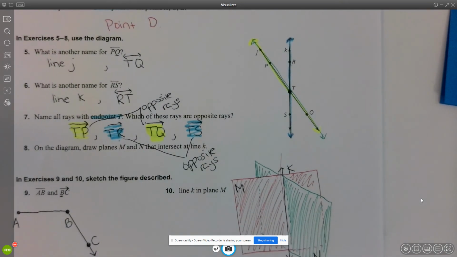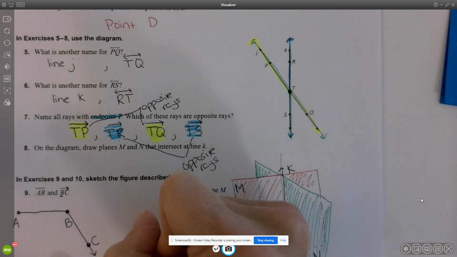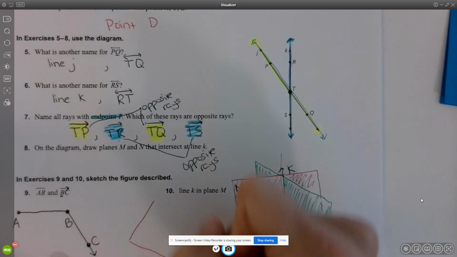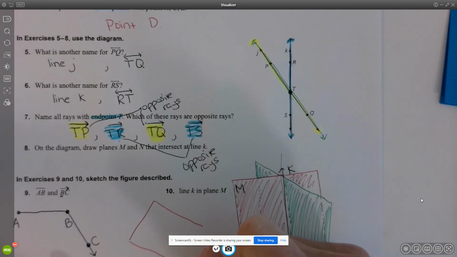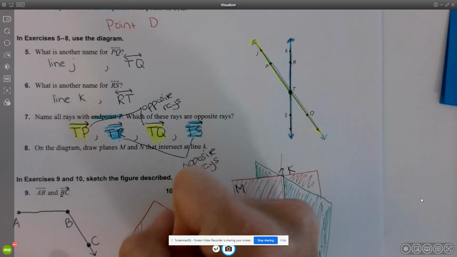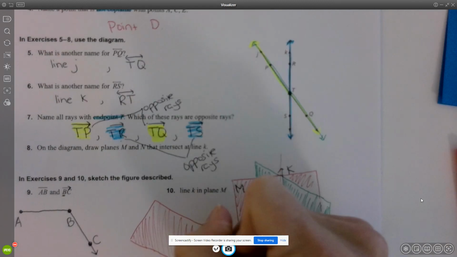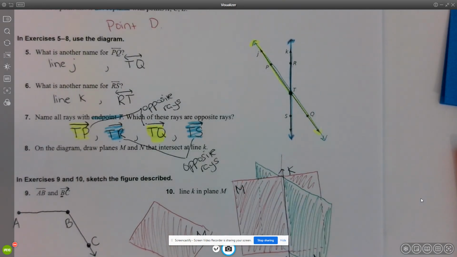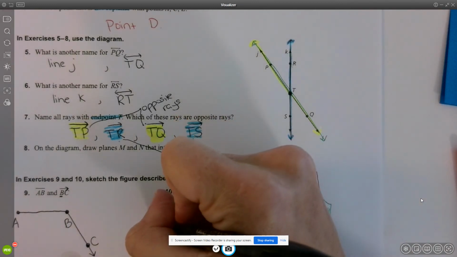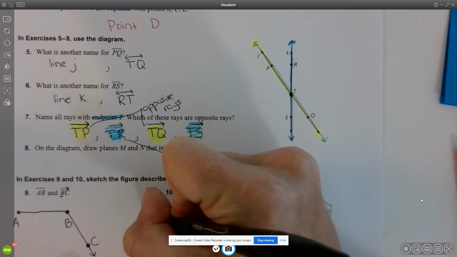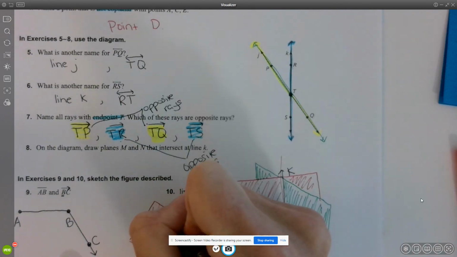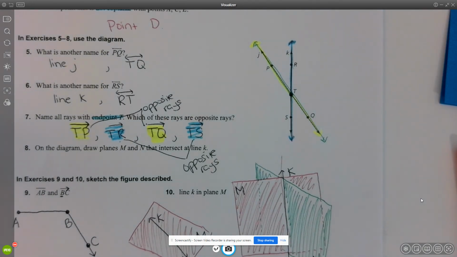And number 10, they want me to draw line K in plane M. So I'm just going to draw a plane. I'll just shade it in. And this is plane M, so I need to label it. And I just need to draw a line that is on this plane. So I'll just draw a line here, and I need to call it line K. So that line is line K in the plane.